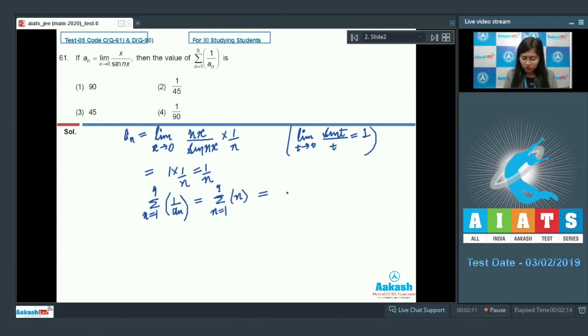That is equal to 1 plus 2 plus 3 up till 9. So this is an AP with common difference 1. So its sum will be n by 2 into first term plus last term, that is 10. So this is equal to 45. Hence the correct answer will be option number 3.